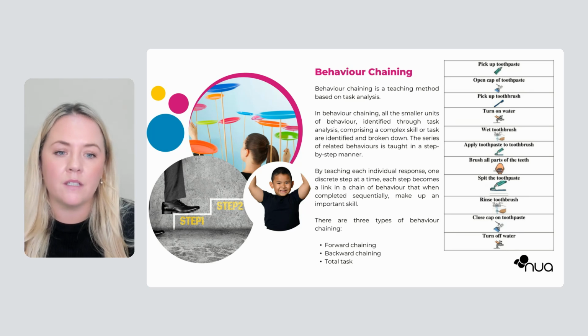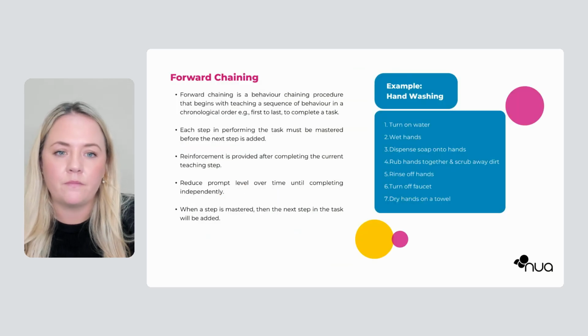So, we have three different types of behavior chaining that we'll look at a little bit further in the coming slides. The first is forward chaining, second is backward chaining, and the third is total task chaining.